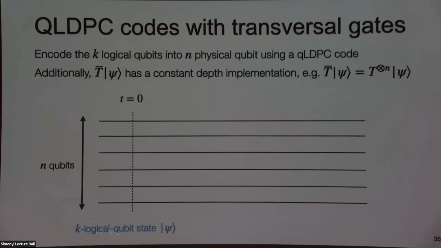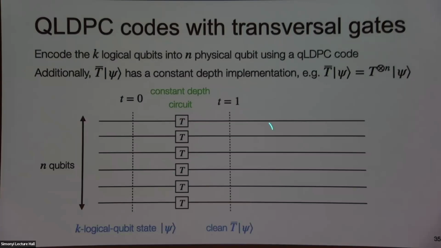At time 0, you have a k-qubit quantum state, which is now encoded into n physical qubits. What we want is to apply some kind of gates on the physical qubits, such that at time one, you get some operation on the logical qubits. This T psi is again still a code word, so it's still in your code space, but there's some operation on it. And that's where the computation comes from.